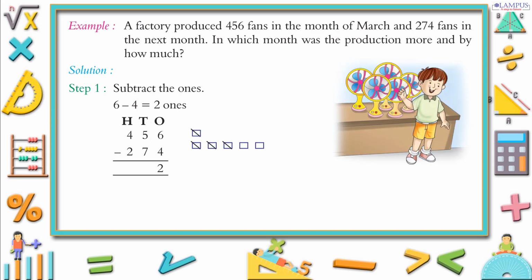Example. A factory produced 456 fans in the month of March and 274 fans in the next month. In which month was the production more and by how much? Solution. Step 1. Subtract the ones. 6 minus 4 equals 2 ones.